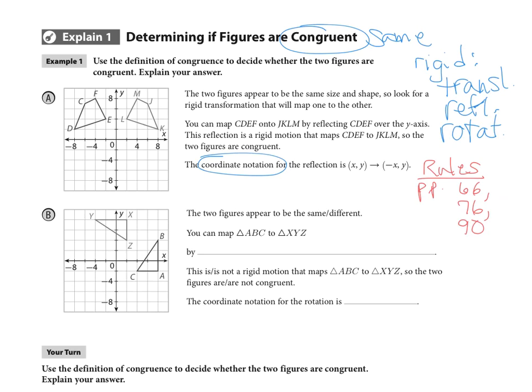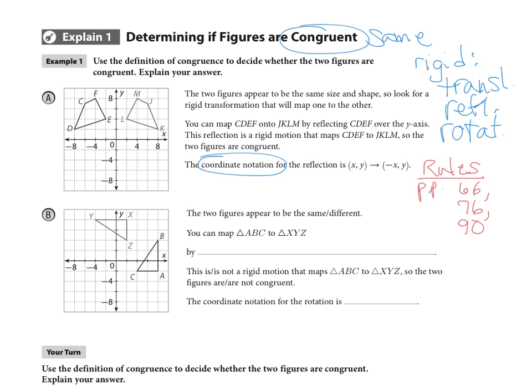So let's look at example 1, part A together. It looks like we have two quadrilaterals on the coordinate plane, and we have an inkling that they look pretty much the same. So we're going to try to find a rigid transformation, one of the three over here, that will map one onto the other. Mapping basically means that it's going to move from one to the other.